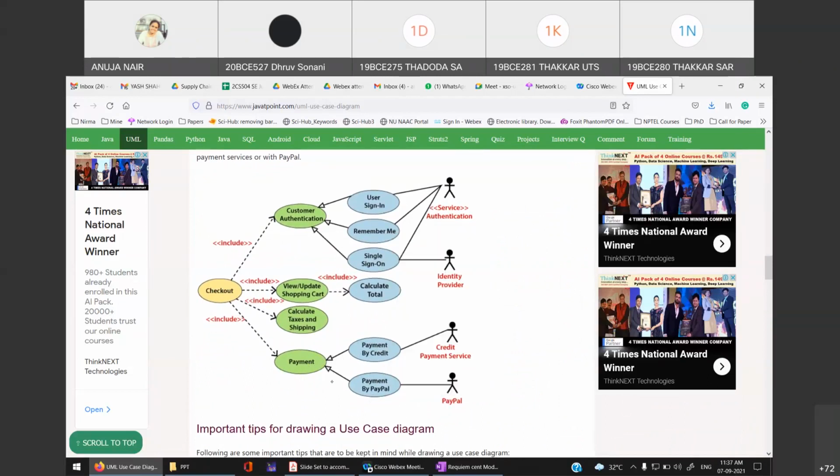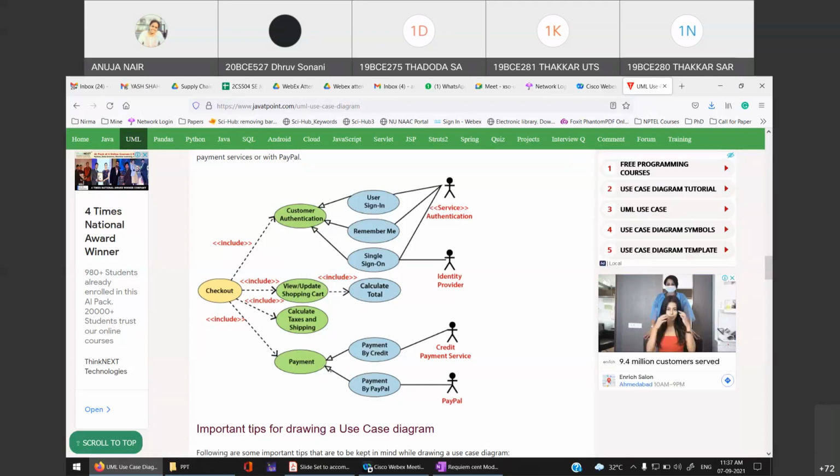So again, I'm showing that it is a type. When you want to show different types of a main use case, you show it by means of generalization. Here also, customer authentication is there, and you have three types by which you can do that: user sign-in, remember me, and single sign-on. So these are three types of customer authentication. That is how you will read it.